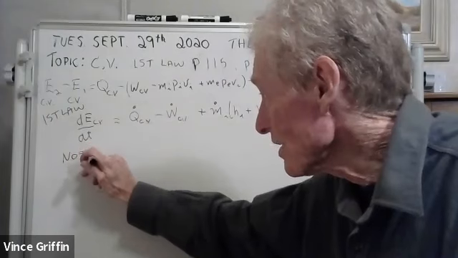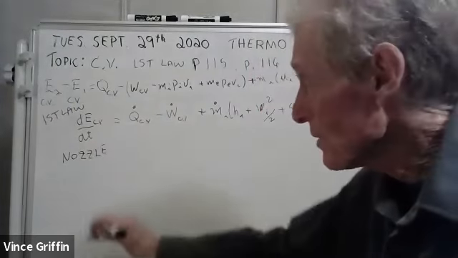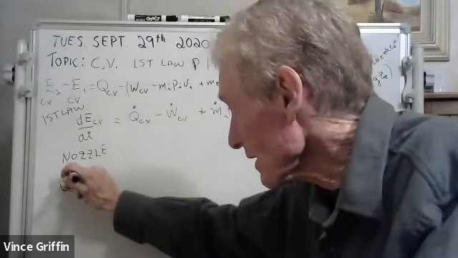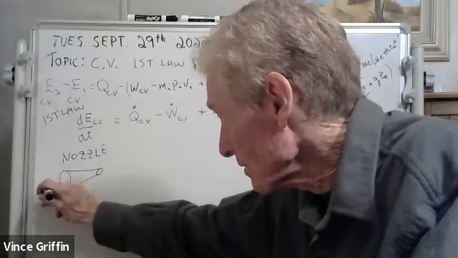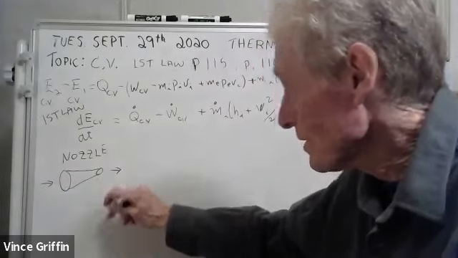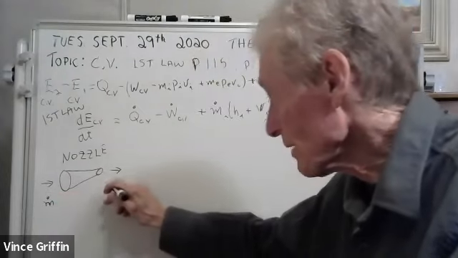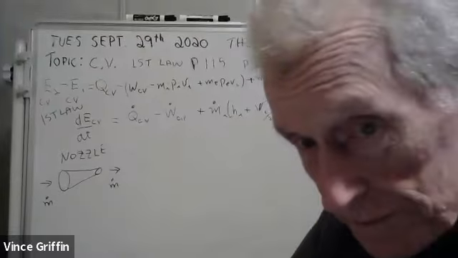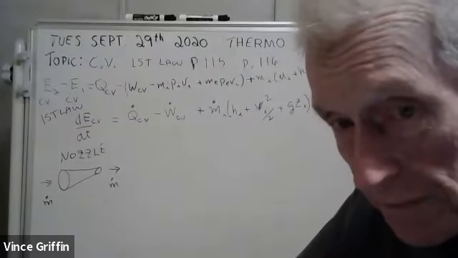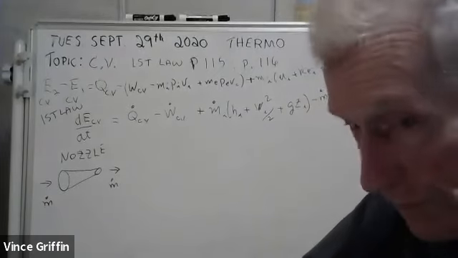Now there's a lot of different devices, but a nozzle is a thing kind of like this. You have stuff coming in and stuff going out. Now coming in, you got m dot, but you got the same m dot going out. I don't know if that shows up on your screen or not.